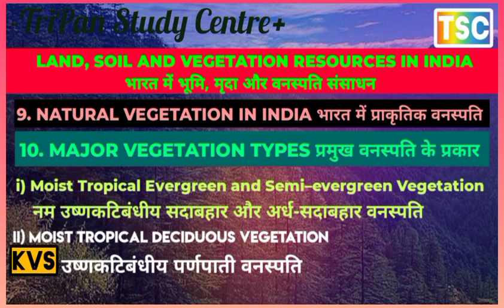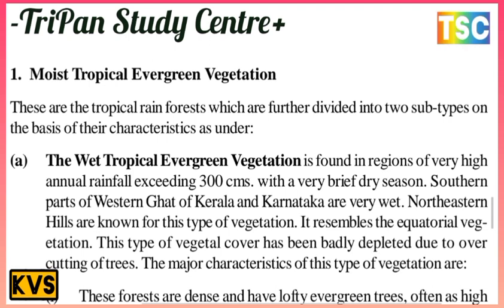The first is moist tropical evergreen vegetation. The moist tropical evergreen vegetation has tropical rainforests, which are further divided into two subtypes on the basis of their characteristics, as under. The first is the tropical evergreen vegetation.